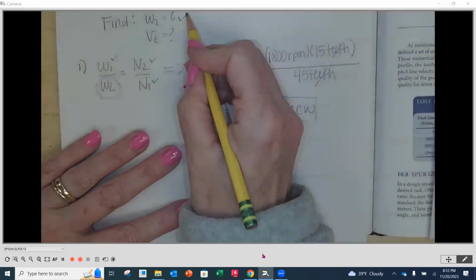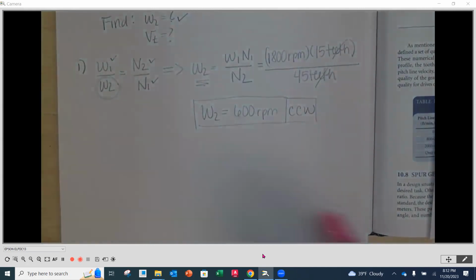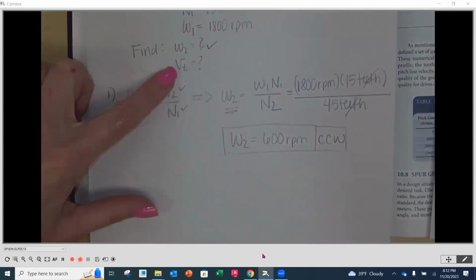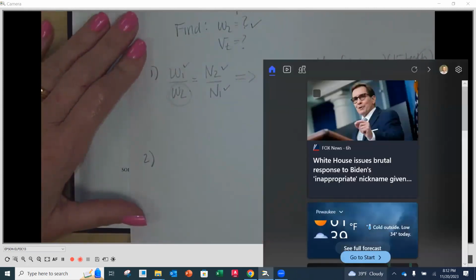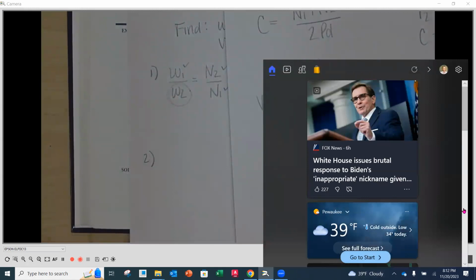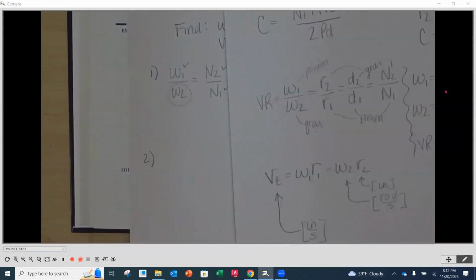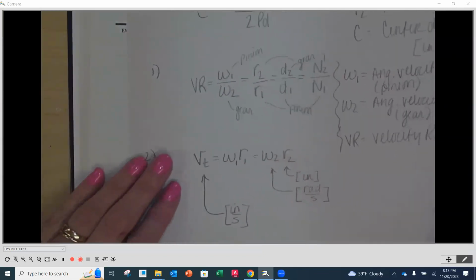We got W2 done. The next one is going to be the pitch line velocity. Okay, so part 2 is going to be pitch line velocity. We go back to, what the heck? I hate pop-ups. I don't understand. I try to turn them off and I don't know. They don't seem to completely ever disappear.